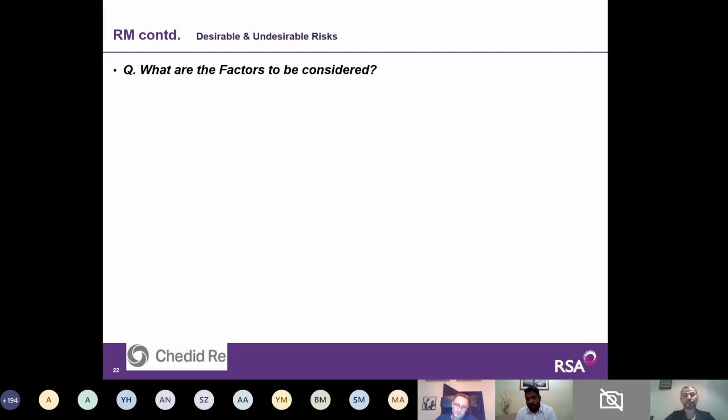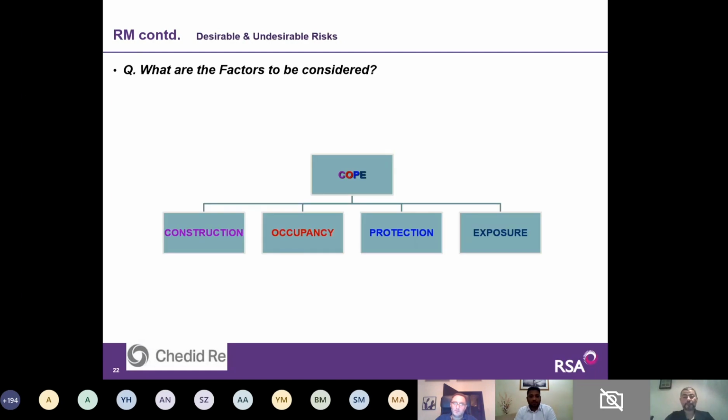So what factors do we consider? From one place to another, there are differences. But we summarize the common things between everywhere, between hotels, schools, shopping malls, cement, steel, in 4 categories, only 4 categories. For simplicity, we call them COPE: construction, occupancy, protection, exposure.